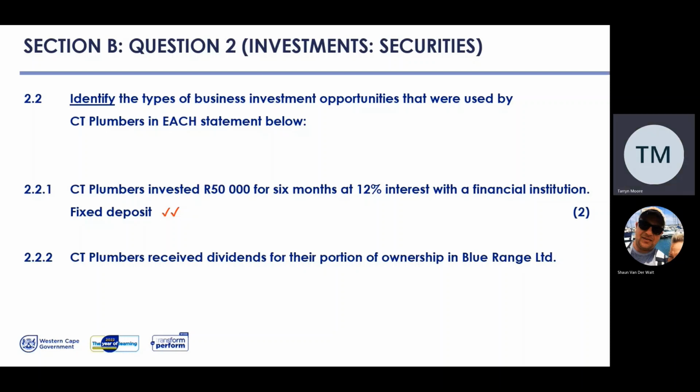And where do we talk about dividends? Dividends, we talk about shares. Blue Range Ltd can only be a public company. Now that public company, that dividends can only lead to our answer of shares. Look at what I've done. I've highlighted dividends. That should be your indicator, your hashtag, your neon lights. And then we move to the portion of ownership in Blue Range Ltd. Circle that Ltd, because public companies issue shares?